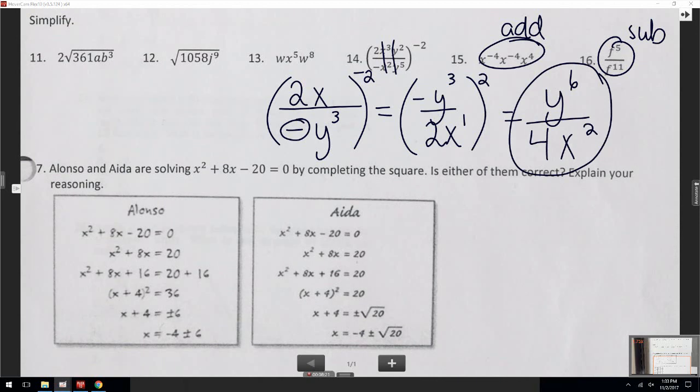Hold up. You just subtract. No, you can't subtract. They're not like terms.